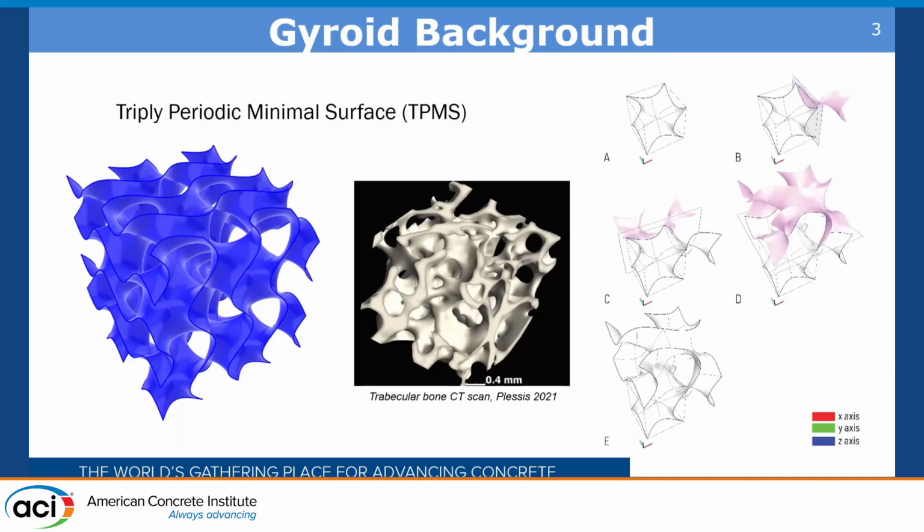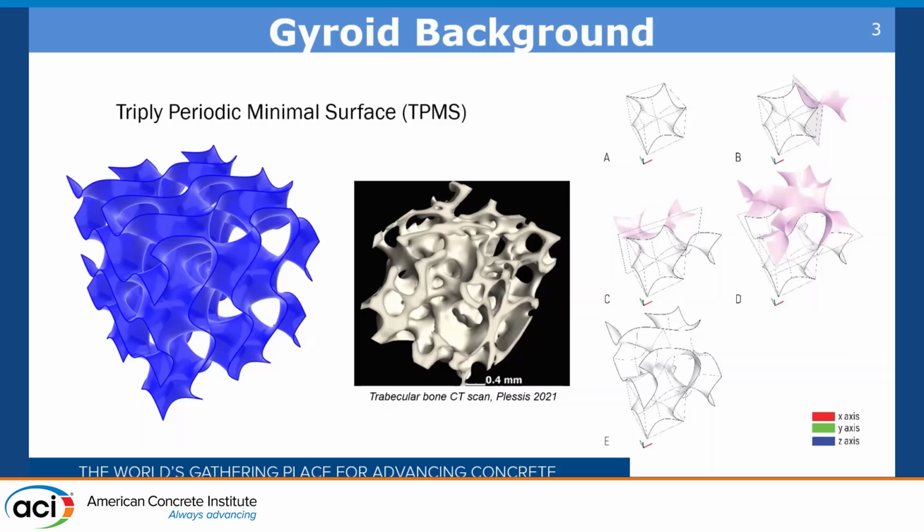A gyroid is a triply periodic minimal surface, meaning that it is formed of a periodic lattice, such as this, that extends in all three principal directions, and it is optimized over this volume such that any change to this surface would lead to an increase in the area overall. The gyroid is just one of many triply periodic minimal surfaces, TPMSs. But among those, it has shown kind of the best performance when compared in all three directions.